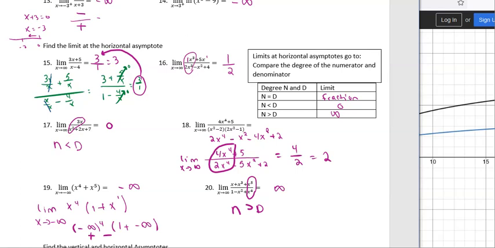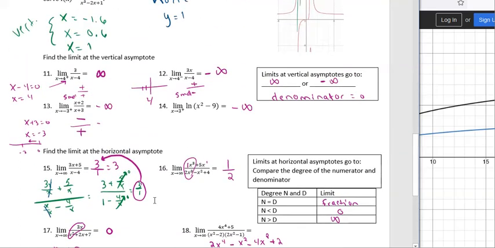If we go back up here and look at the ones we had worked on before, for number 11, if we think about it as the degree of the numerator, technically that would be 0. It would be x to the 0 power. So 0 over x to the 1. So for this one, the degree of the numerator is less than the denominator. So that means for our horizontal asymptote, it's going towards y equaling 0. So we can find a horizontal asymptote as well.